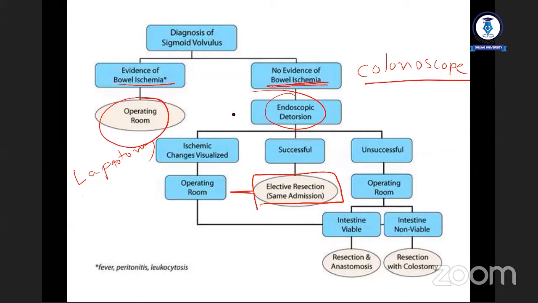So what happens if the endoscopic detortion is unsuccessful? If it is unsuccessful, then again go for operation. You do a laparotomy, you check the intestine, whether it is viable or not, whether it is gangrenous or not. How do you understand it's viable? If it is viable, they're shiny, they're healthy looking. If you prick it with a needle, there will be bleeding, there will be visible peristalsis present. If all these features are absent, then usually the intestine is non-viable. If features are absent, then you can use a hot mop to see if the blood supply comes back.